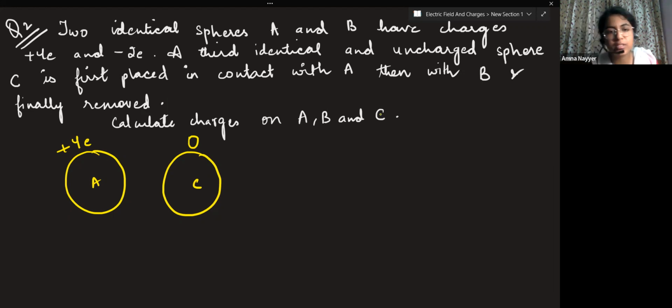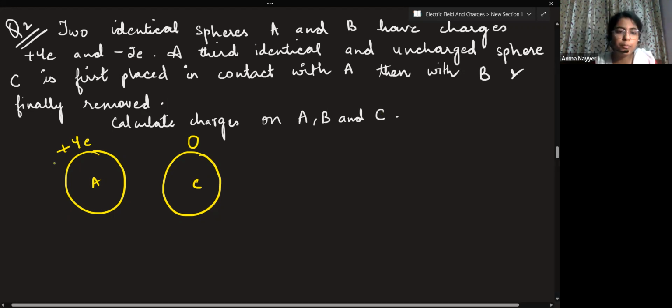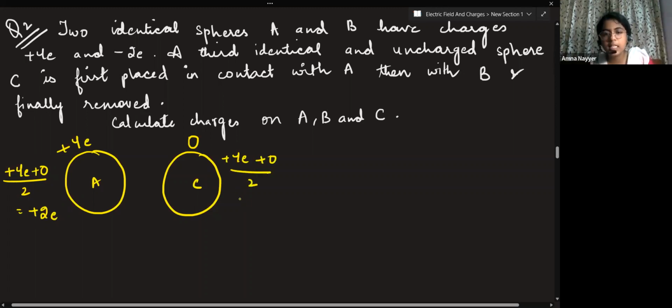So what will happen? Charges will get equally distributed in which manner? Plus 4e from A plus 0 from C divided by 2. This will be plus 2e. And for C also, this will be plus 4e plus 0 divided by 2. Means we are taking out the mean value. This will be plus 2e. So plus 2e charge for A, plus 2e charge for C.